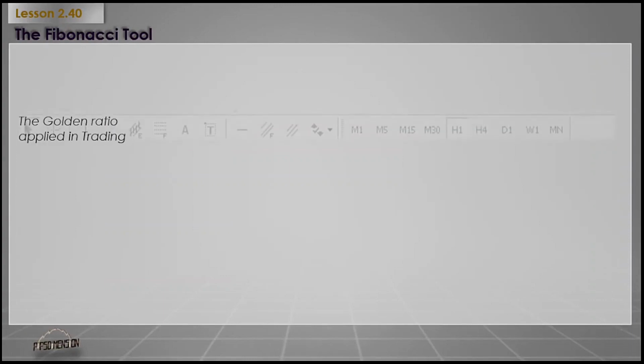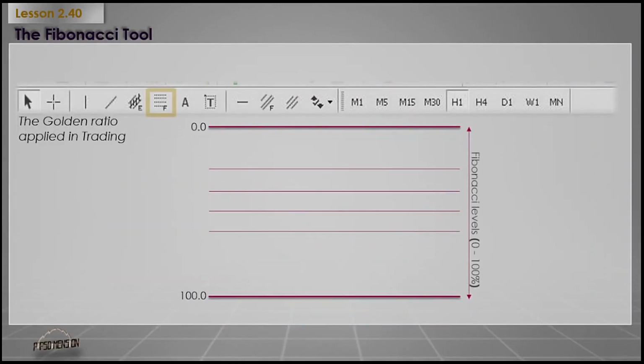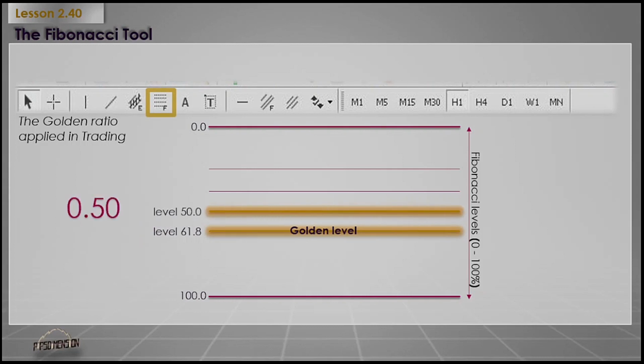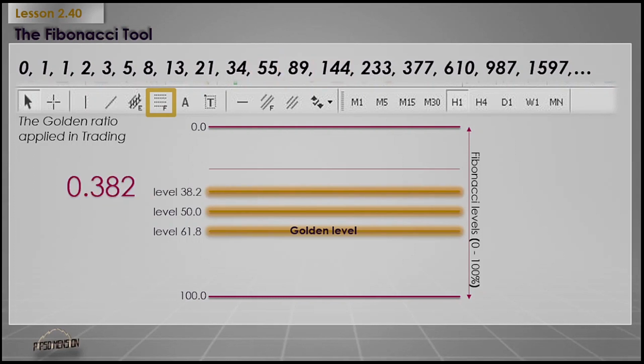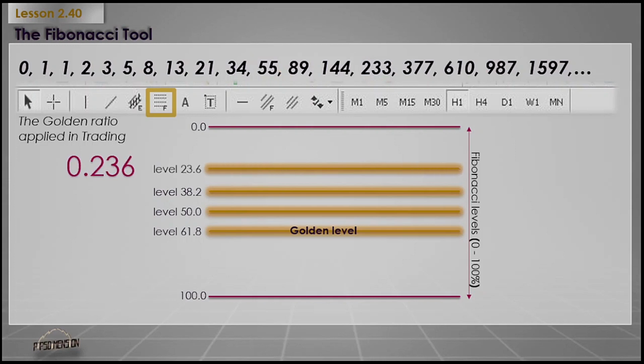It is also applied in trading on the trading platform as the Fibonacci tool. It is featured with different levels known as the Fibonacci levels. In percentage, the 61.8 level is the golden level, and of course the midpoint is the 50 level. Now, when you take a number in a sequence and divide it by the second next number, for instance 55 and 144, the result is 0.3819, and in percentage that is 38.2. And then when you divide the Fibonacci number by the next third number in the sequence, the result is 0.2361, which is 23.6 in percentage, and that is the last level on the Fibonacci tool.